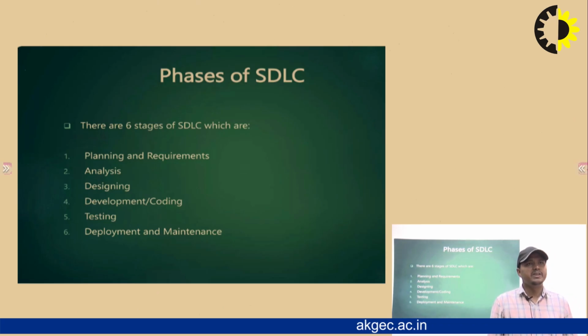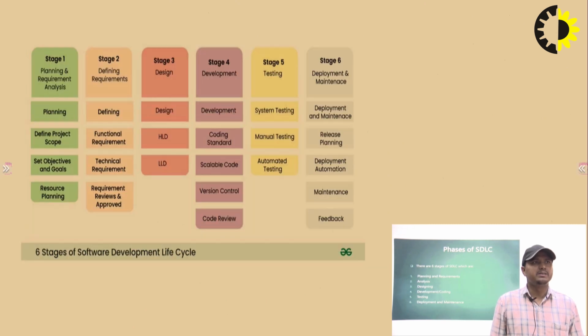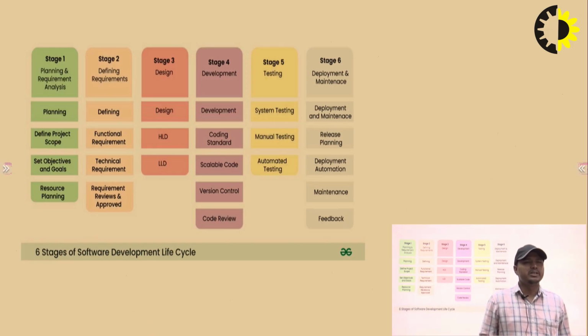There are different phases of SDLC. Basically, the stages are: planning and requirements analysis, designing, development and coding, testing, and last is deployment and maintenance. So these are the basic phases of the SDLC model, where the first is the initial stage and the last stage is deployment and maintenance.